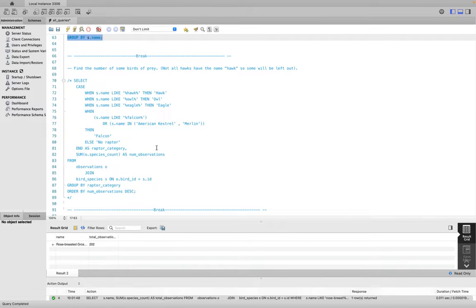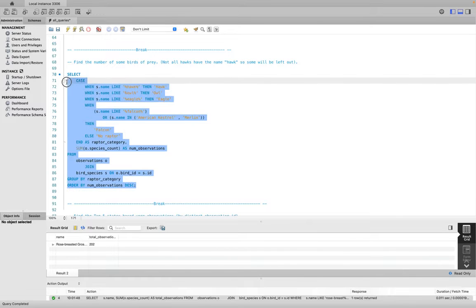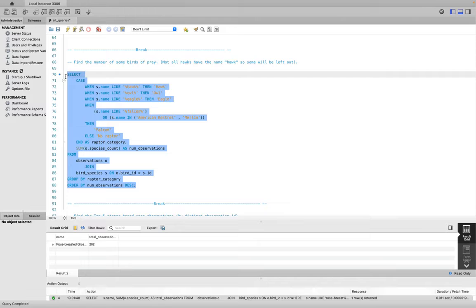The next query is find the number of some birds of prey. Note, not all hawks have the name hawk, so some will be left out. For example, northern harrier, common buzzard. Those are two off the top of my head that I know that don't have the word hawk in them. So it's not completely accurate, but this is not a real data set as is, so it's just for demonstration purposes.